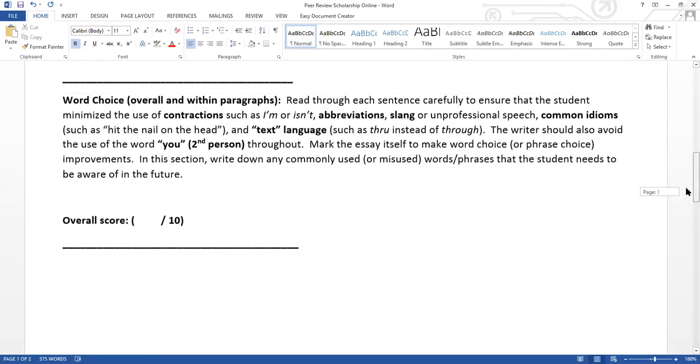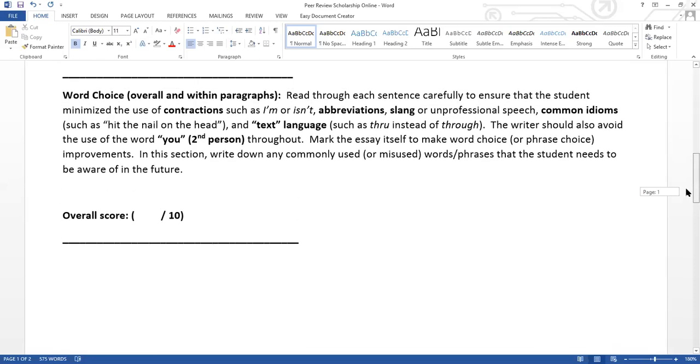And if you see them, highlight them in the document itself or type them here. So tell the student to be careful about using "you" too much, or make some notes about things that you see in this regard, okay? And then you can highlight on their essay itself if you need to.